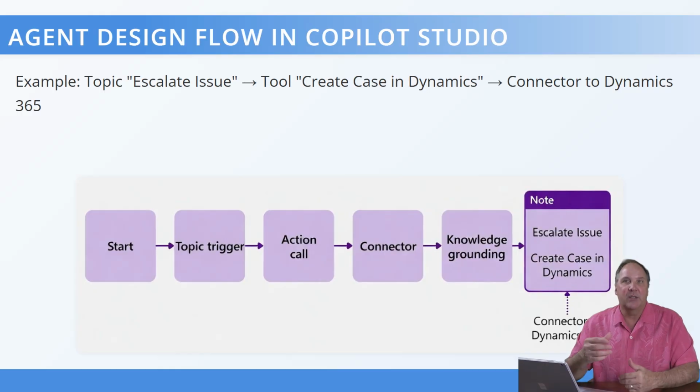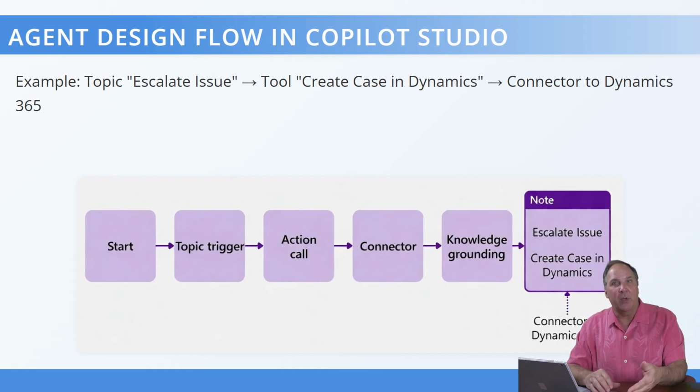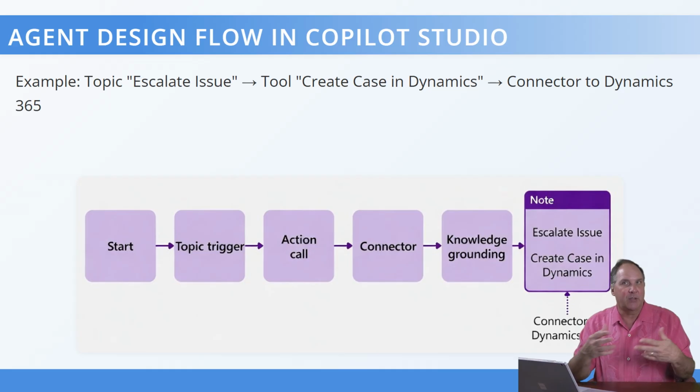Let me give you a real example. A customer support agent with a topic called escalate issue. When someone indicates that they need escalation, that topic triggers an action to create a case in Dynamics 365. The action uses the Dynamics connector to write that record. And knowledge from SharePoint provides issue resolution history so that the agent can give context to whoever picks up the case.